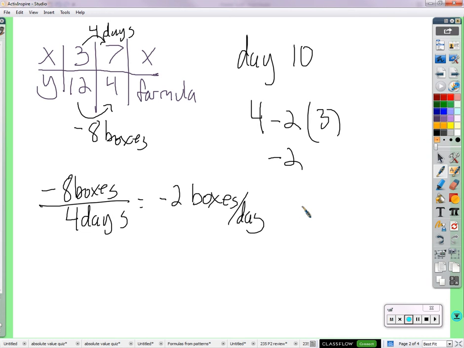You can do this in so many different ways. We could go back to day zero, or we could start with day seven, and then figure out, for day 10, how do I figure out this number that I multiply negative 2 by? What do you guys think we should do? Should we back up to day 0? Should we start at day 7?